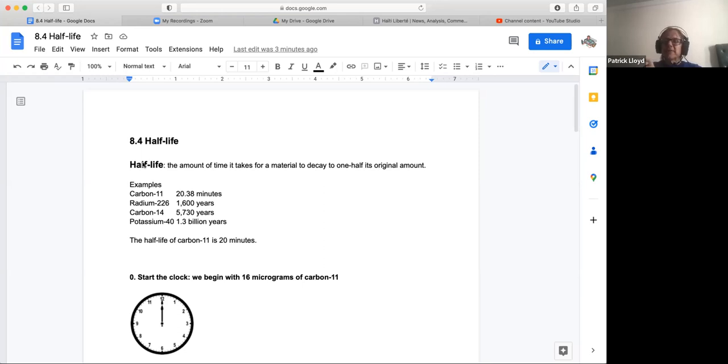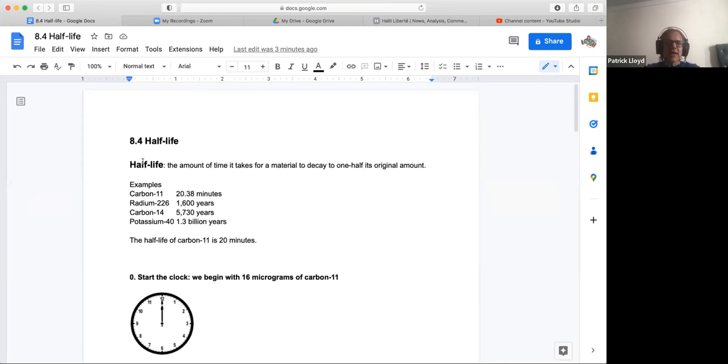So the amount of time it takes for half of the material to undergo radioactivity is called the half-life. So half-life will have the units of time. It could be in seconds, it could be in minutes, it could be in hours, it could be in years. Depends on the material.